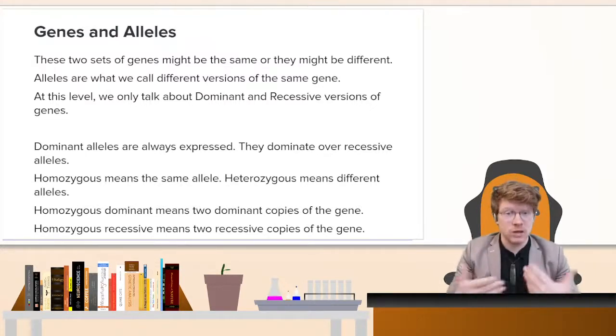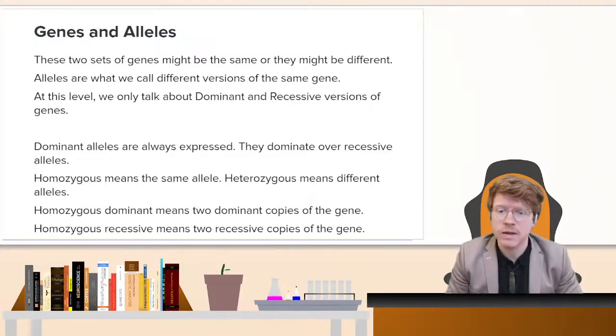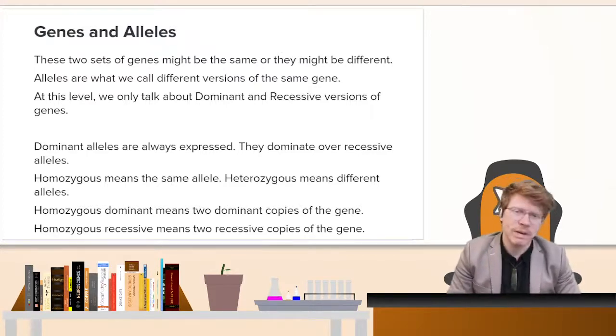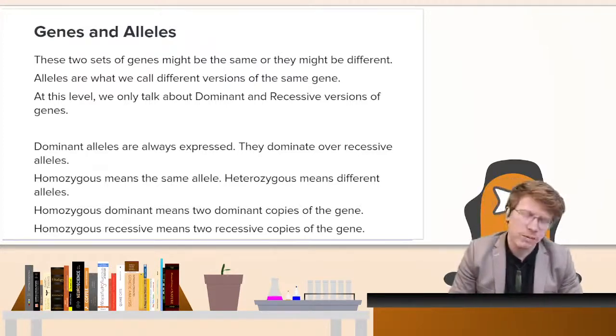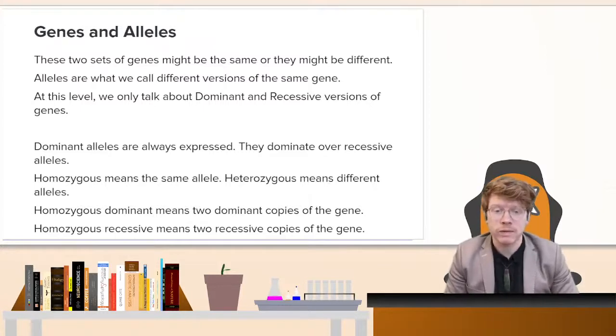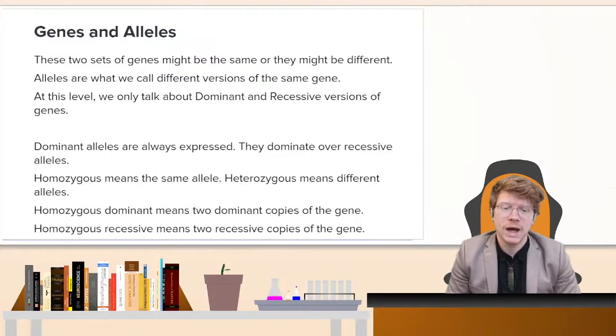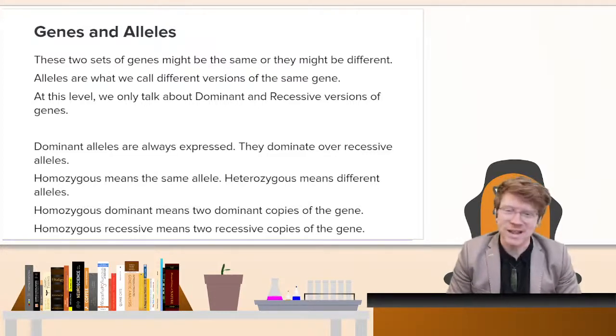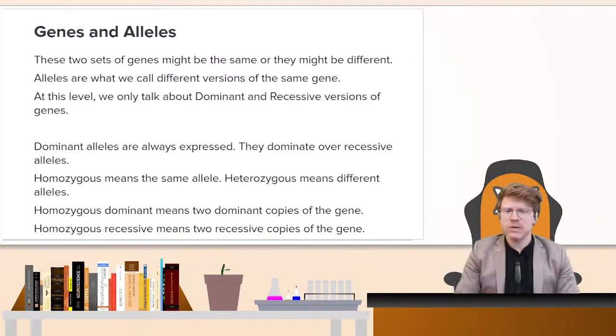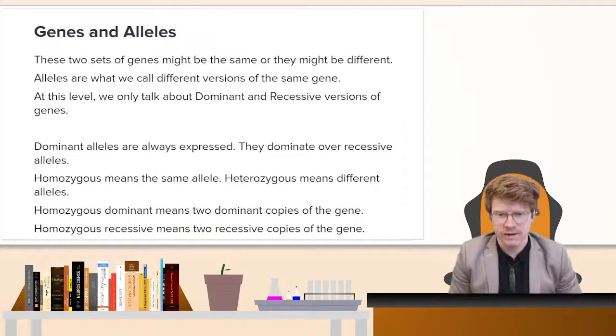Those two copies of the gene, whatever gene that may be, might be the same. They might be completely identical in terms of the order of A's, T's, C's, and G's, or they might be different. If they're different, we call the different versions of the same gene alleles. At this level, all we really talk about is dominant forms and recessive forms. In reality, there's a whole bunch of different forms of the same gene, but that's okay. We'll come to that at a later year level. You have that to look forward to. But we do still need to understand dominant and recessive.